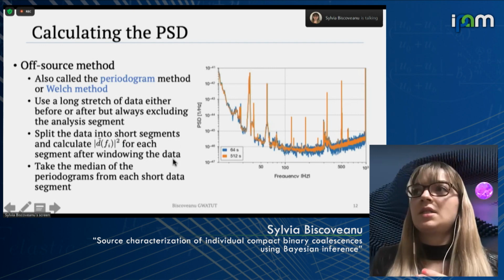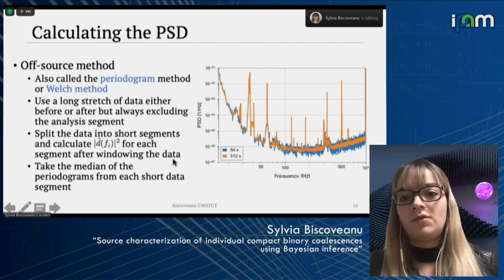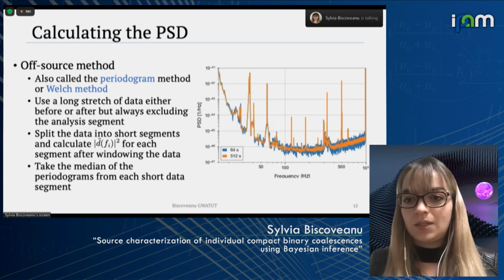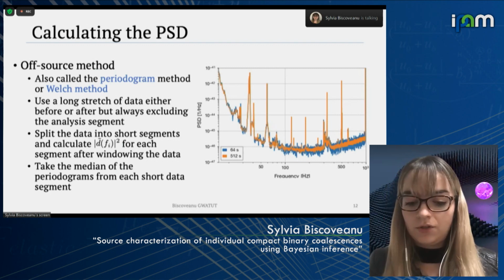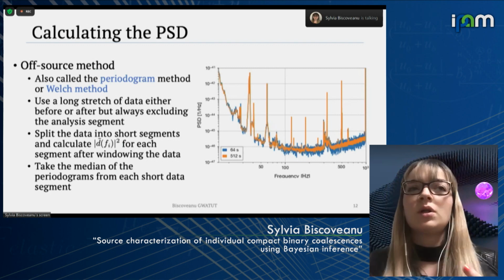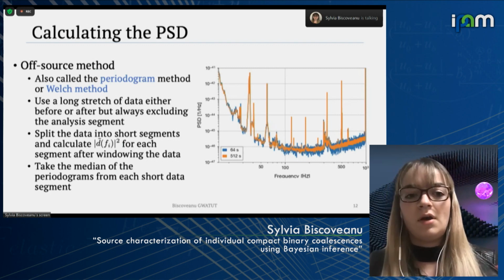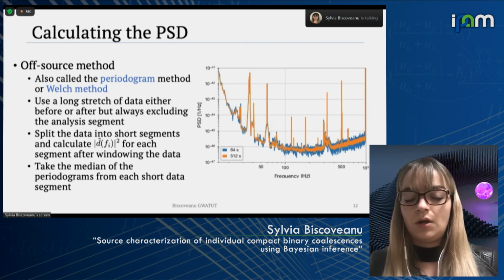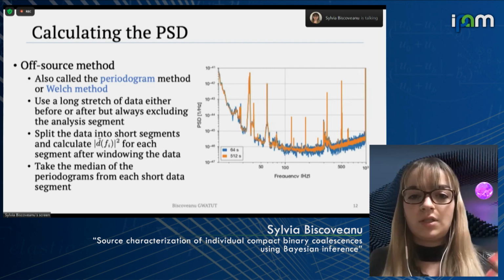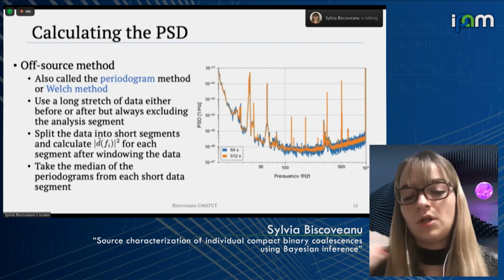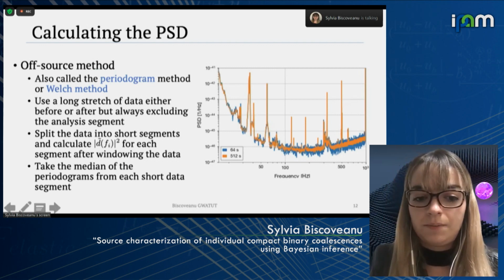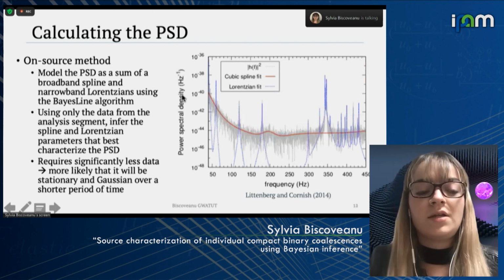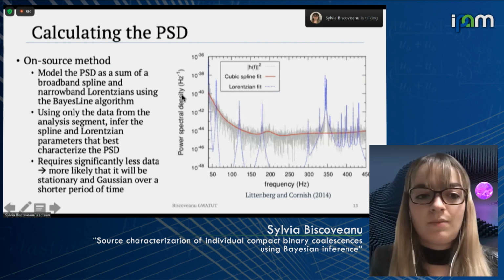Basically what this means is that in order to get a good estimate of the PSD using Welch's method, even though it's very computationally inexpensive because you're just doing a bunch of Fourier transforms, it's more likely that some segment of the data that you're using actually won't be Gaussian or stationary. So there's some chance that you'll be breaking this underlying assumption and you might get a biased estimate of the PSD. One way to avoid that is to use what's called the on-source method.